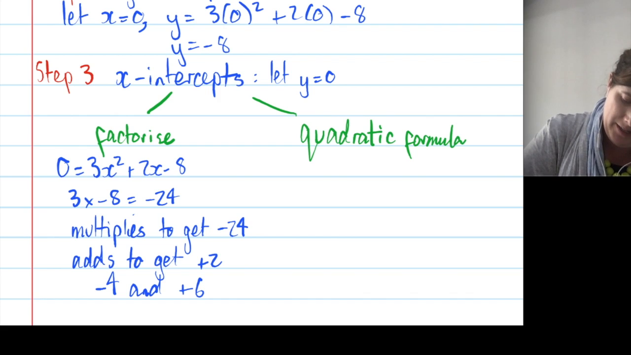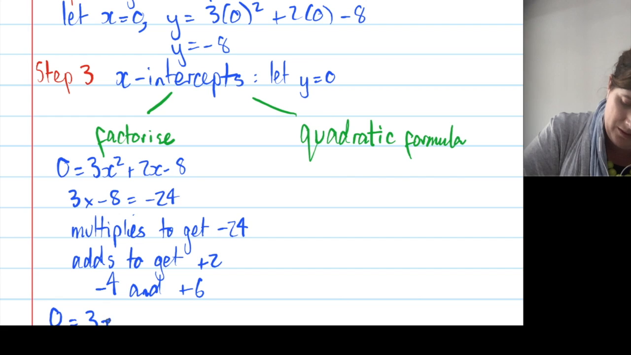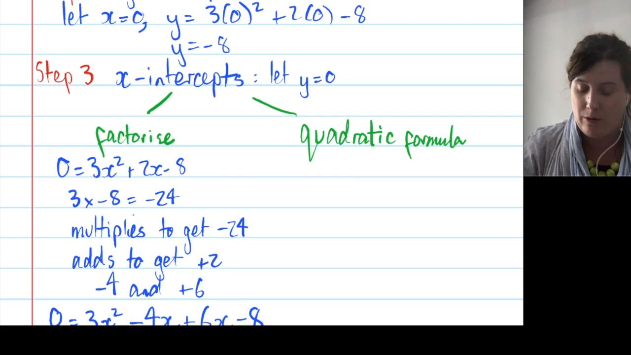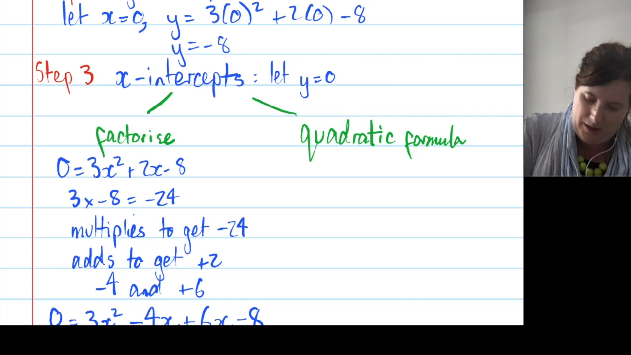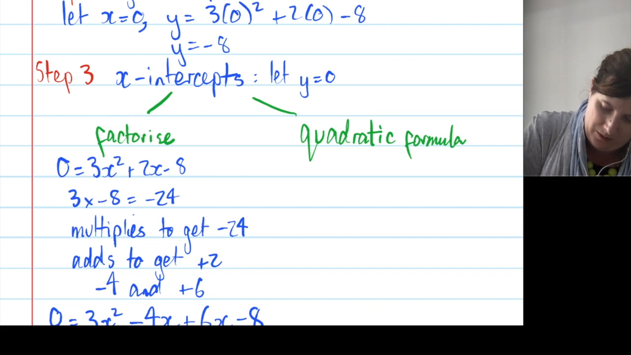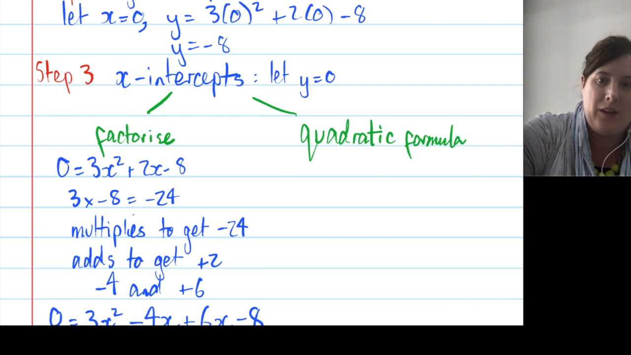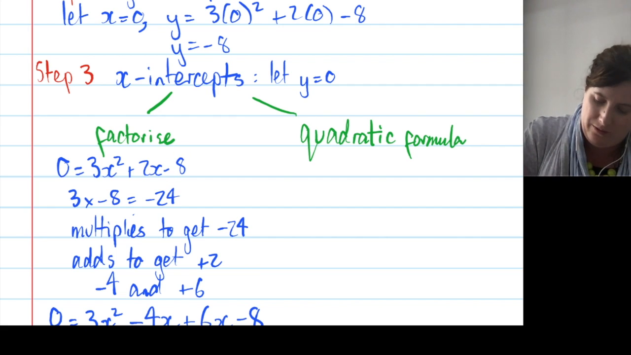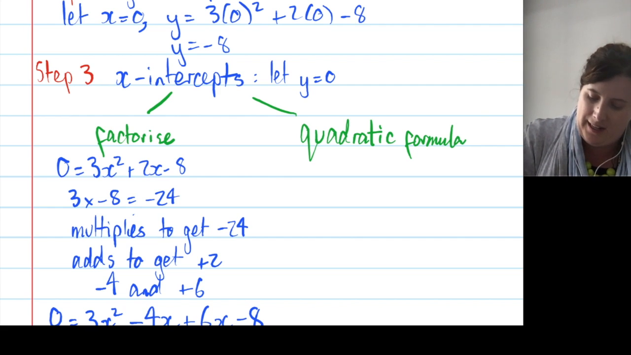So now I rewrite my 3x squared plus 2x take 8: 0 equals 3x squared take 4x plus 6x take 8. Doesn't matter if I wrote the 4x and the 6x the wrong way around, the other way around is not wrong, obviously. Now I'm going to factorize these two. I can take x out the front. I'm factorizing in pairs, these two and then these two. So 3x squared take 4x, x goes out the front. I've got 3x take 4, and 6x take 8.